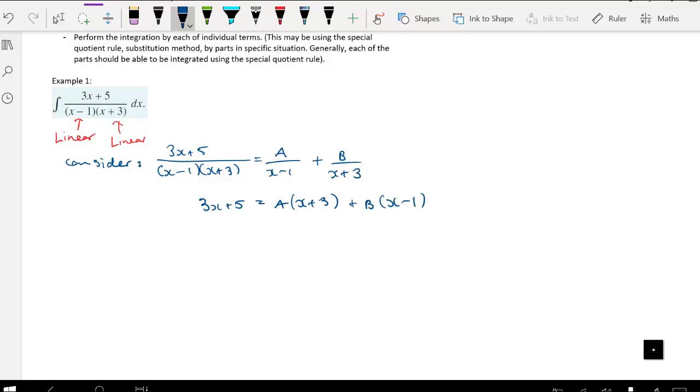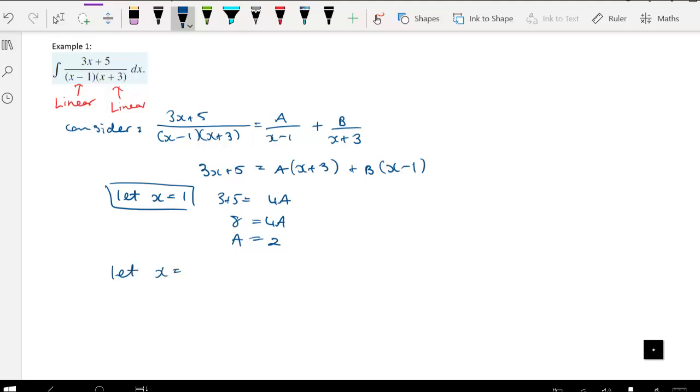And now we can look at using that cover and check method. So when x is equal to 1, we've got 3 + 5 is equal to 4A and 0B. So 8 is equal to 4A, and therefore A is equal to 2. When x is equal to -3, so that's where we get our second 0 from, we've got 3 by -3, which is -9, plus 5, and we've got 0A and -4B. So we have -4 is equal to -4B, and therefore B is equal to 1.